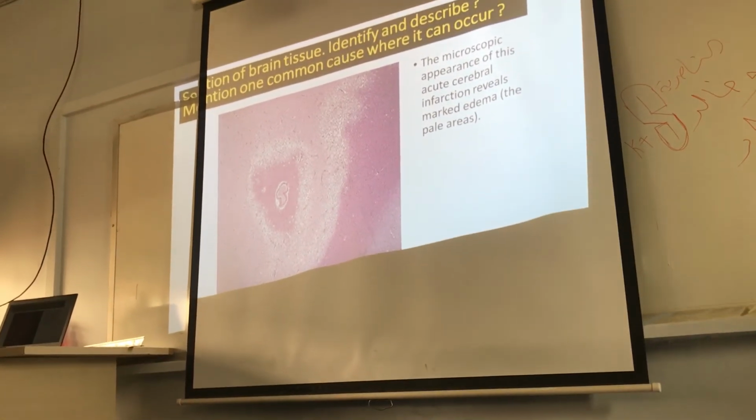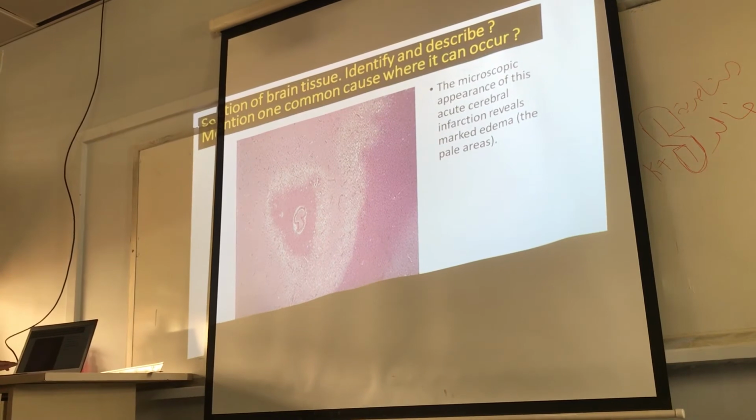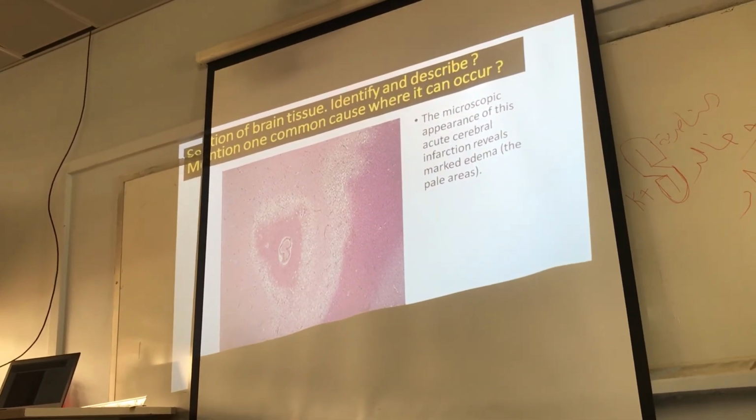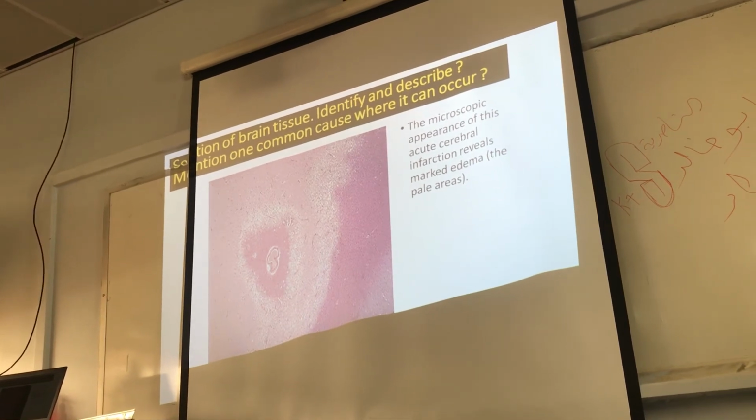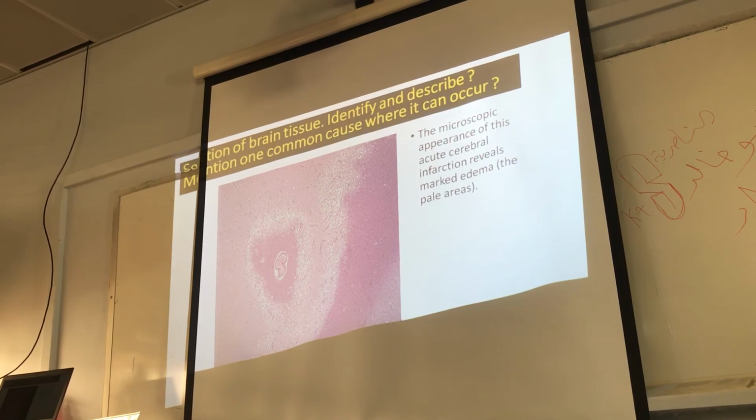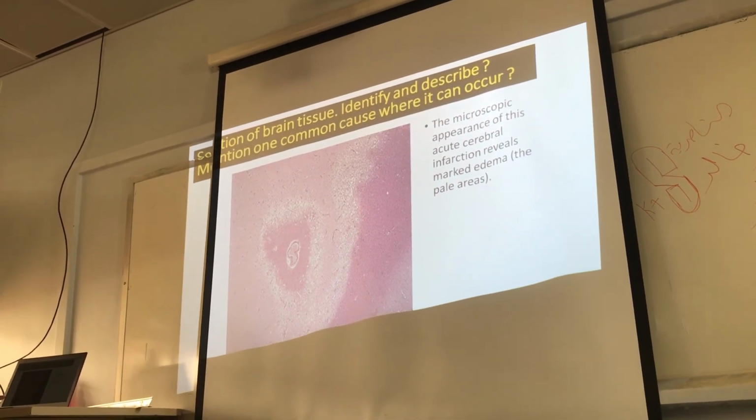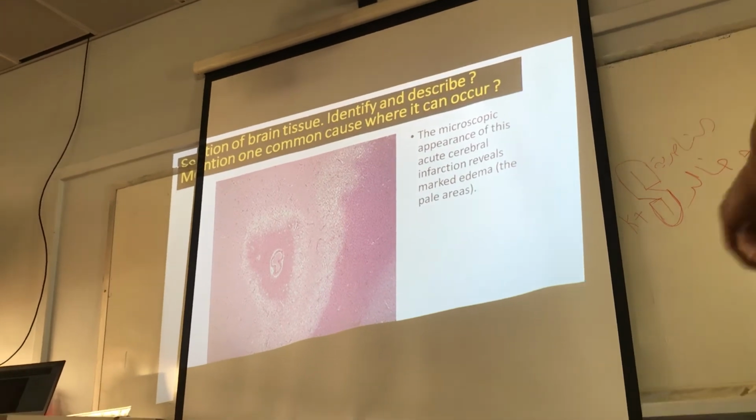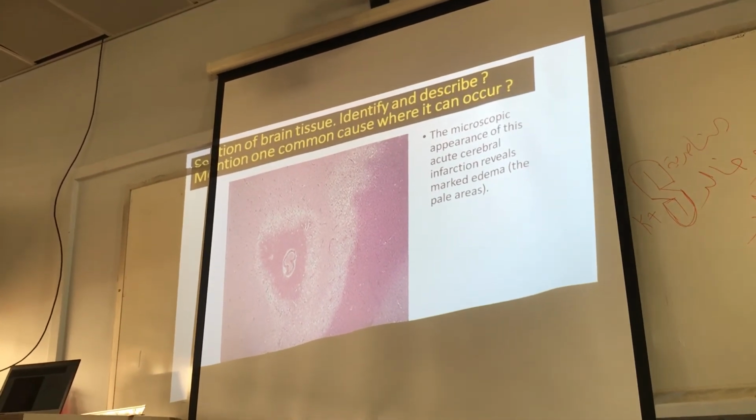This is the lighter area. This corresponds to cerebral edema. More water is there, so the stain becomes less. If you have any stain where you put more water, it becomes lighter in color. So this is edema. These pale areas are because of cerebral edema.